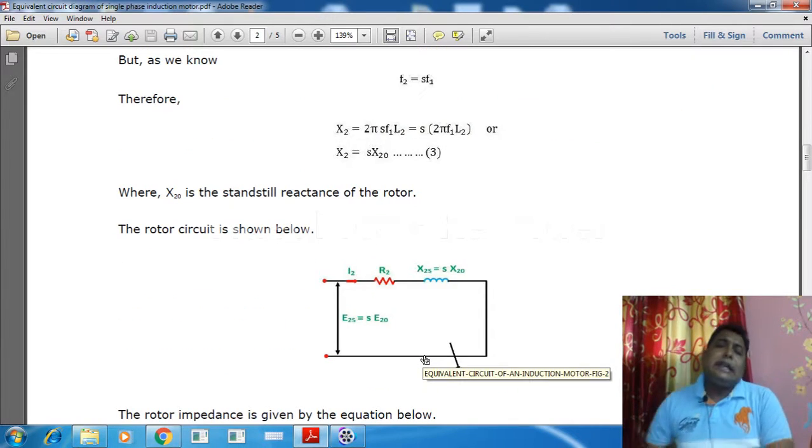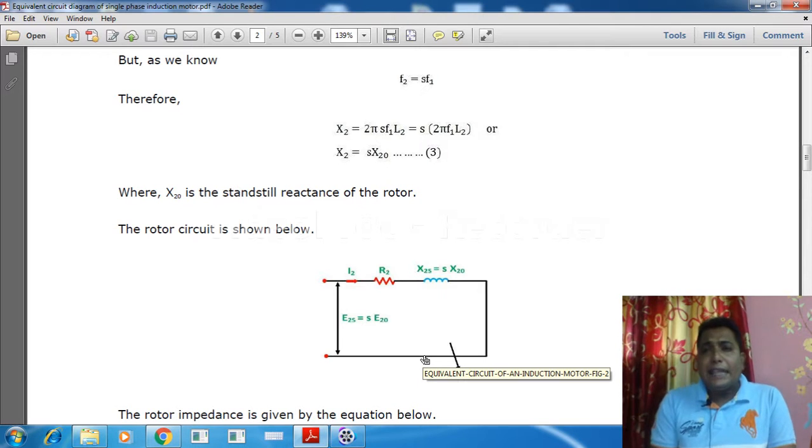So in the rotor circuit we have a constant resistance, and the reactance can vary if the relative motion between the stator magnetic field and the rotor speed changes. If this relative motion is changing, that means the slip is changing, and if the slip is changing, the frequency is changing, and if the frequency is changing, the reactance is changing. In this way, depending upon the slip, the reactance value may change, but the rotor resistance is always fixed.